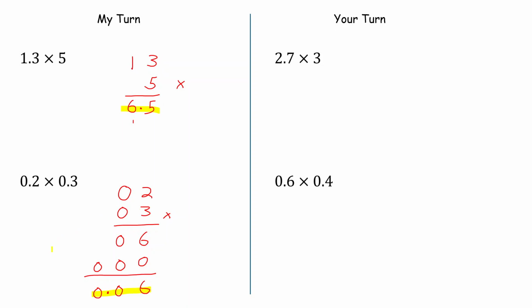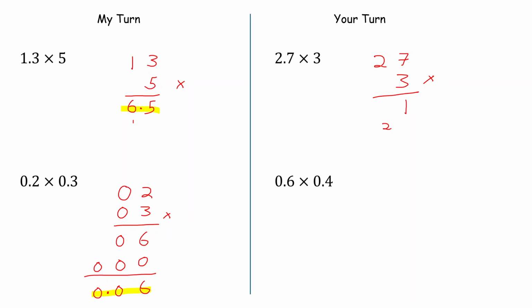Okay, so you can now try those 2 your turns up there. You can pause the video and you can give those 2 a go. So the first one, you've got 2.7 times 3. Again, just write it as 27, and we're timesing it by 3. Again, without your decimal point going in there. So you've got 3 times 7, which is going to give you a 20, and then 1. Writing things really clearly.